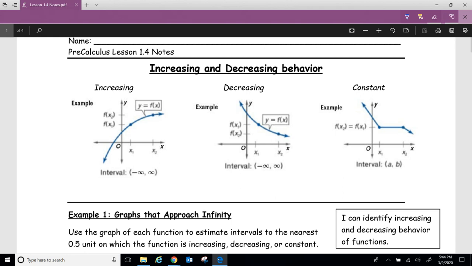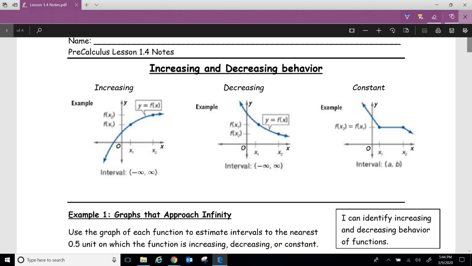Whereas for this graph here in the middle, as we read left to right, always left to right, like you're reading a sentence, my graph is decreasing because the y values are getting smaller. And in the middle here, while it is decreasing between negative infinity and x1 and between x2 and infinity, between x1 and x2, my y values are staying constant. So for this portion of the graph, I'm constant. And for the other portions of the graph, it's decreasing.